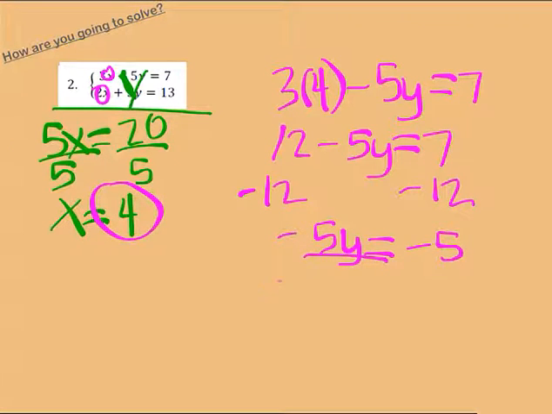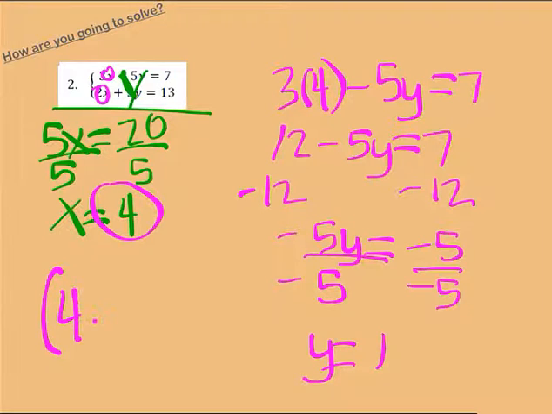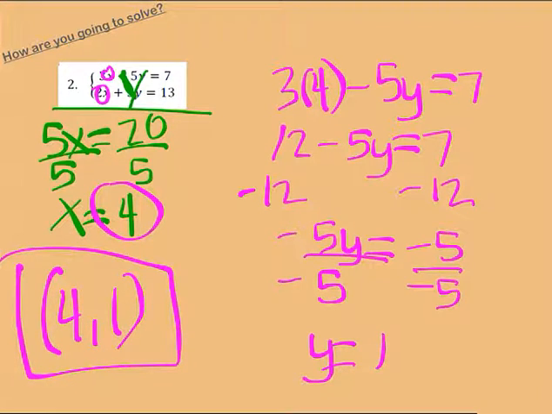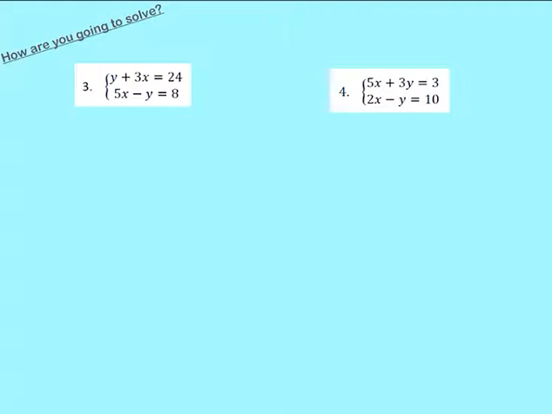So then I'm going to divide both sides by negative 5, and when I divide two negatives, it's going to become positive, and 5 divided by 5 is 1. A lot of students like to tell me that that's 0, but it's not. A number divided by itself is always 1. All right, let's take a look now at number 3.